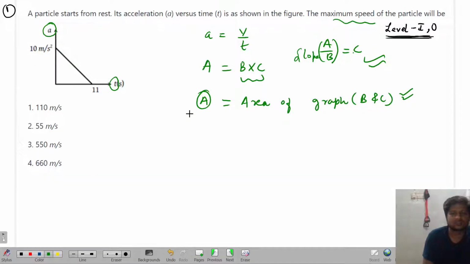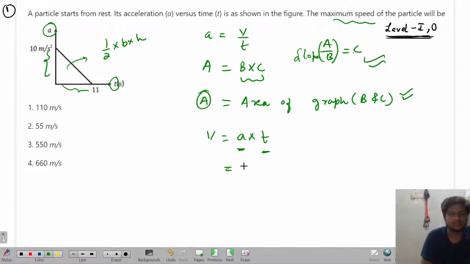So now, based upon this, try to see this. This is an acceleration time graph. I can write velocity as acceleration into time. That means the area of the acceleration time graph will give you the maximum speed. Yes or no? So what is the area of this graph? It is a triangle over here. The perpendicular is 10 and the base is 11. You know that the area of a triangle is half into base into height.